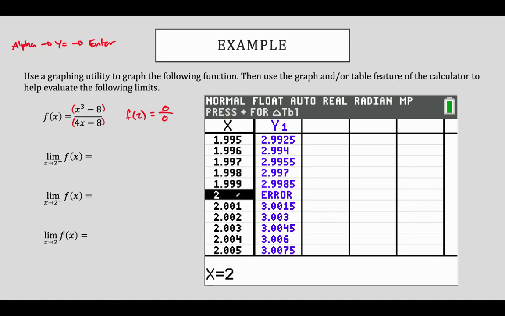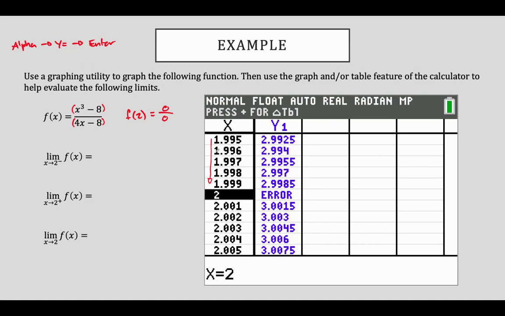Well, as we know, when there's a hole in the graph, we can still evaluate the limit as x approaches that value. So let's look at our table and interpret what the table is telling us. Here, above 2, I have values of x that are to the left of 2. And notice that as I come this way, the x values are getting closer and closer to 2.